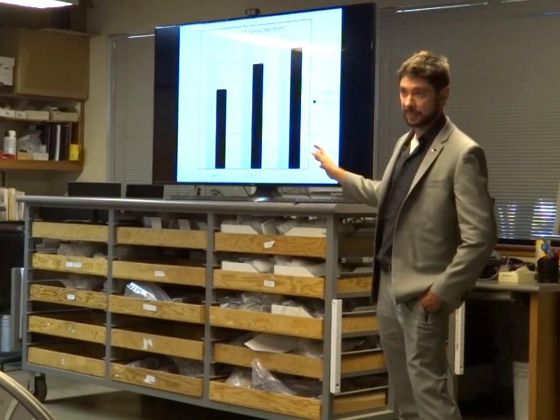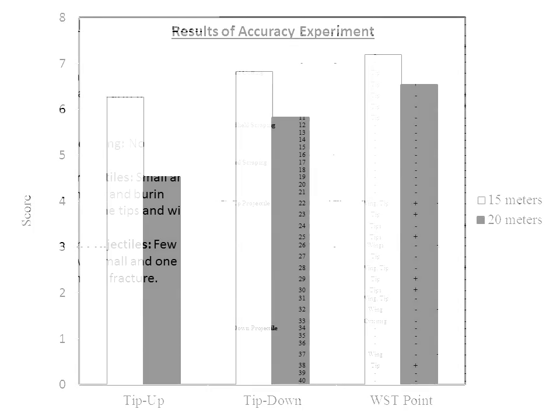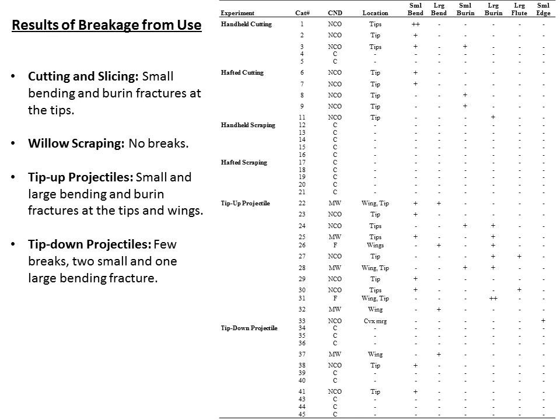These results are not statistically significant, but the thing to note again, this is some of the strongest evidence that I gathered from the whole experimental process was the breakage. So cutting and slicing got small bending and burin fractures at the tips, and all the crescents were complete or nearly complete. Willow scraping, there were no breaks, and all the crescents were complete, but they did have quite a bit of residue on their margins.